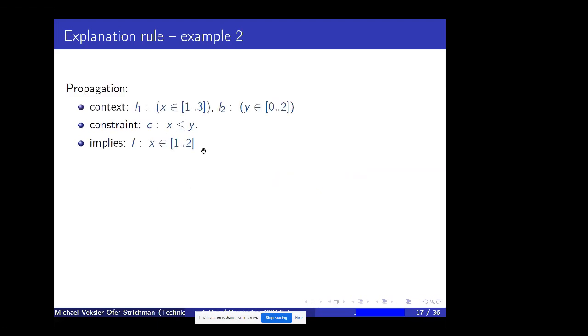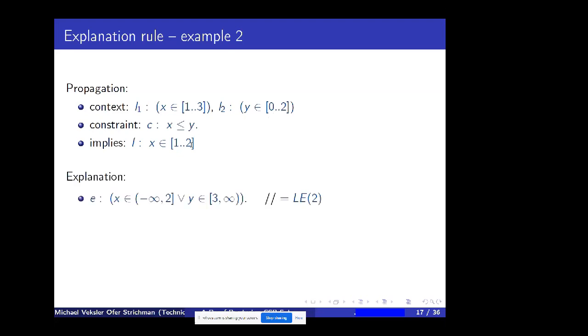So again, let's continue with this rule, and look at an example. Suppose that we have the first literal L1, as you can see here, and L2, that y is in the range 0 to 2. And we have the constraint that x is smaller or equal than y. But if x is smaller or equal than y, then x cannot be 3, right? Because y is not more than 2. This is why x has to be in the range 1 to 2. However, this is still a general constraint, and what we want is an explanation clause.